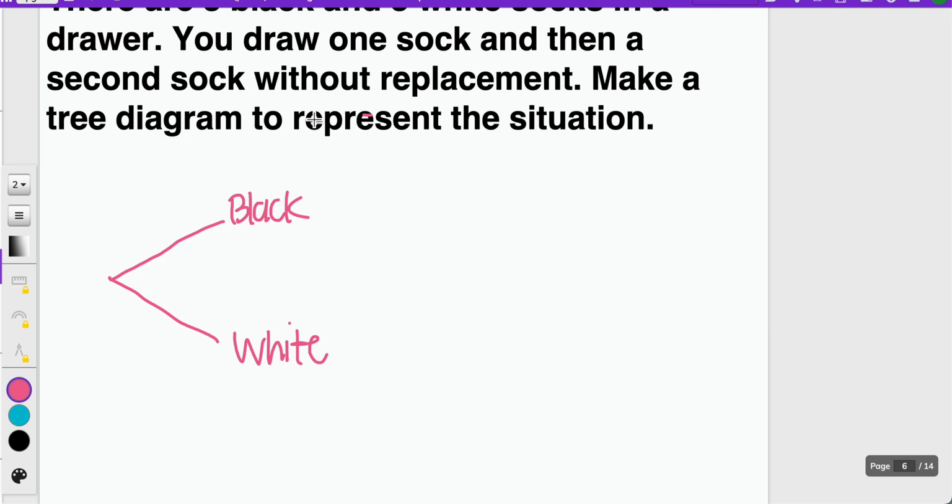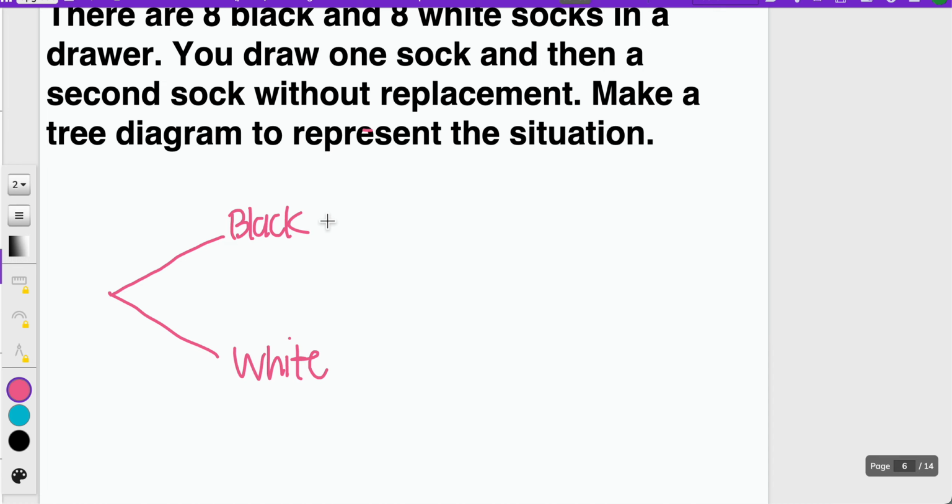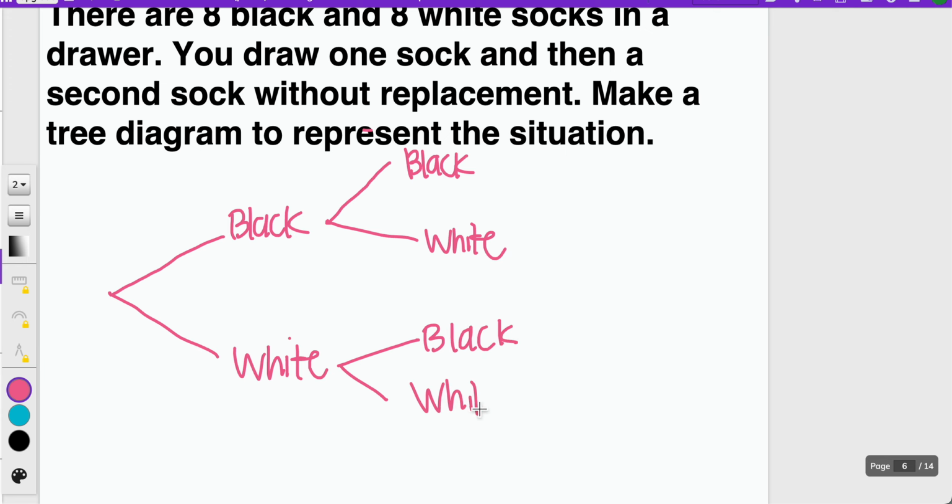From here, after this, we can then choose, if we drew the black sock first, we can go from there again and draw another either black or white sock. Or if we drew the white sock first, we can do black sock second or white sock. Typically, we would want them to match, so we'd hopefully choose a black and a black sock or a white and a white, but sometimes mistakes happen.